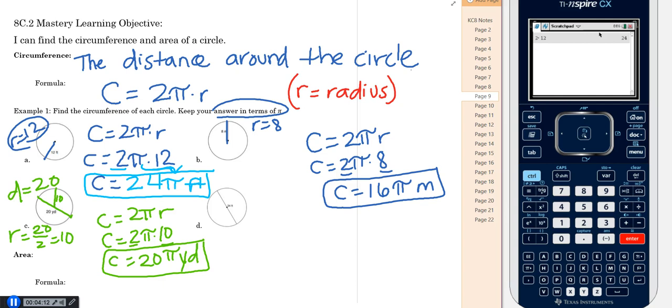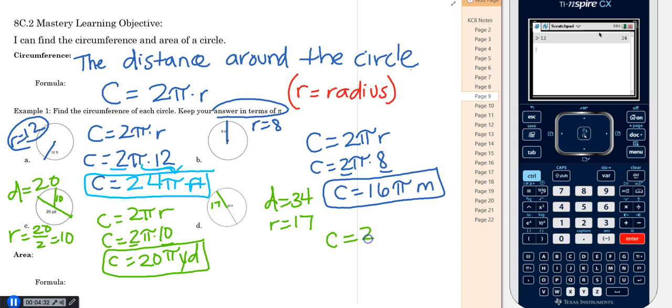Alright, next one over here, we see that our diameter is 34. So half of 34 is 17. So our radius is going to be 17. Again, you only want half of that circle, or half of that diameter, I'm sorry. Go ahead and substitute into our equation.